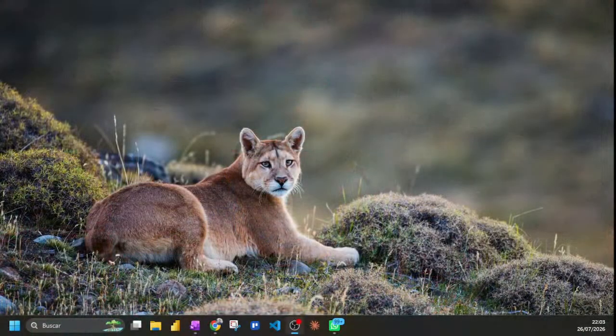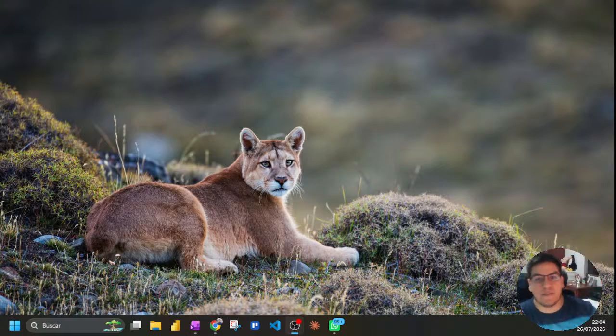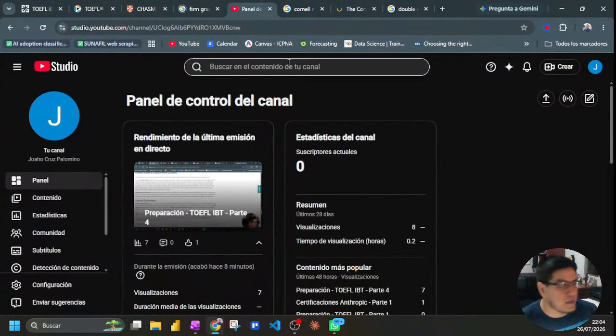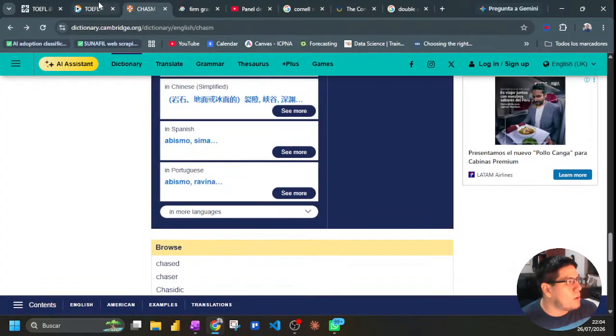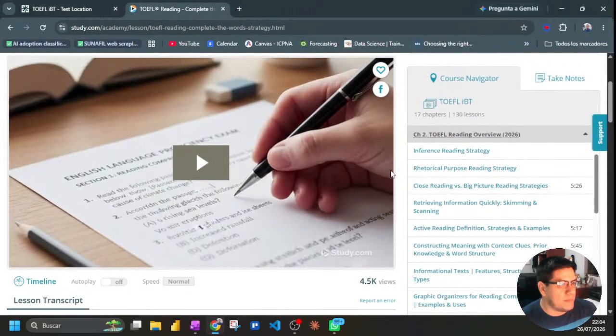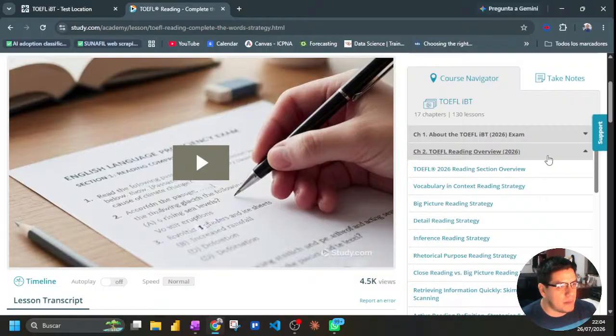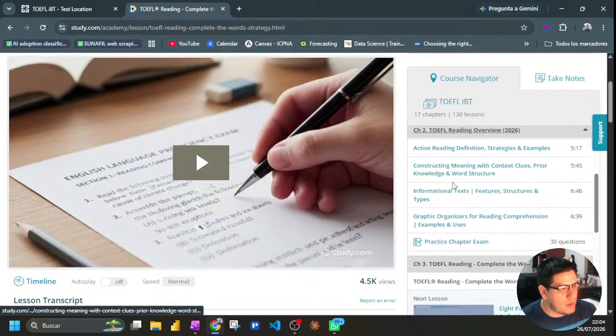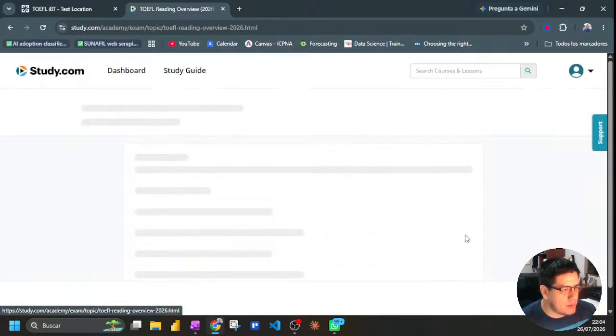Les voy a compartir mi pantalla ahora. Vamos a activar la camarita así por acá. Ya está, listo. Y vamos a compartir la pantalla. Cerrar estas pantallas. Ok, entonces vamos a iniciar. Ya habíamos visto todo esto, lo hemos revisado, así que vamos a iniciar con el Practice Chapter Exam.